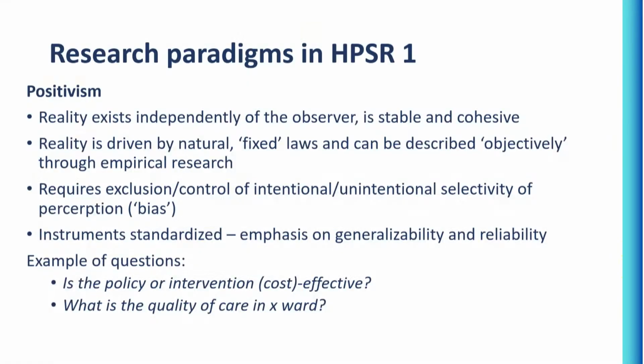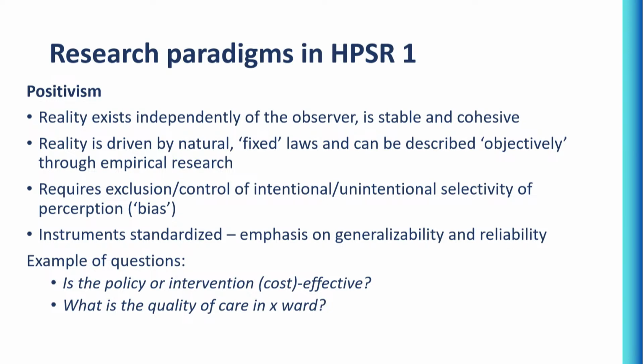For the positivist, the reality of what they're trying to measure is driven by natural or fixed laws and can be described objectively through empirical research. And that requires that you exclude, you control for anything that you think might influence or selectively bias your perception of what this is. Okay?